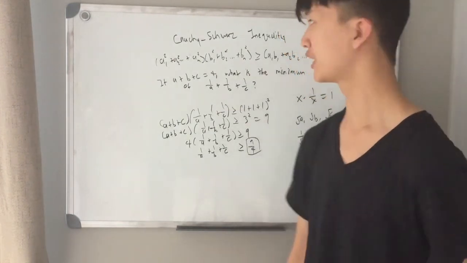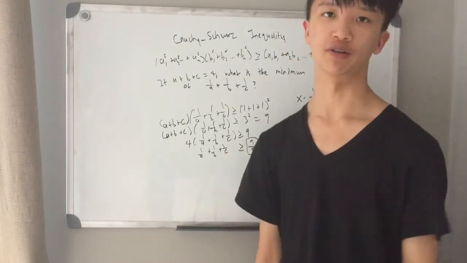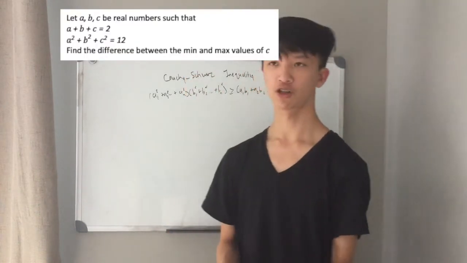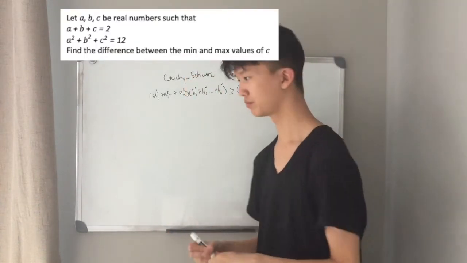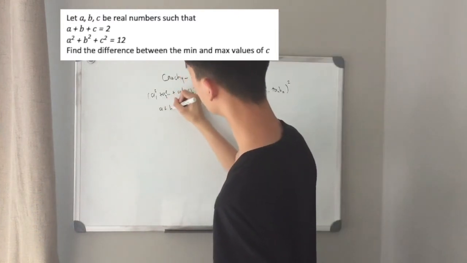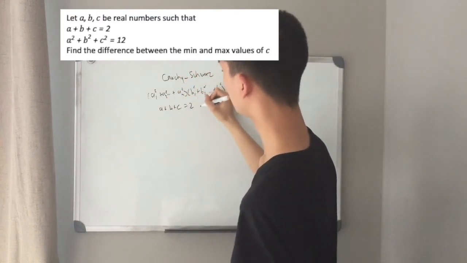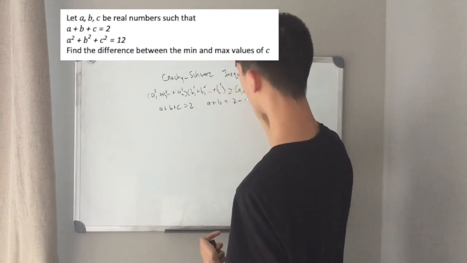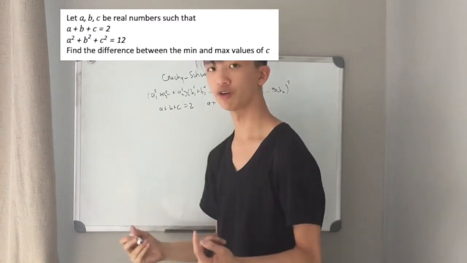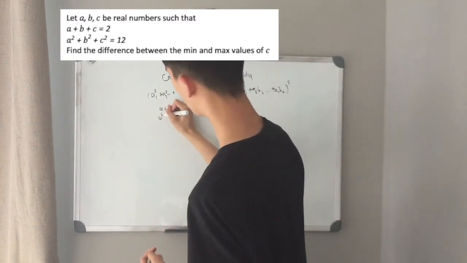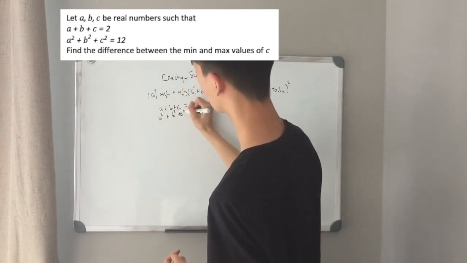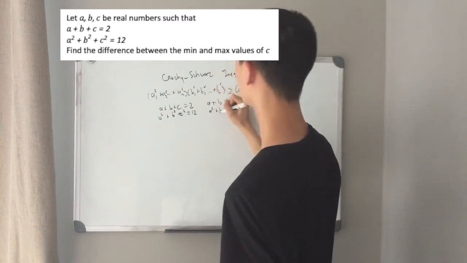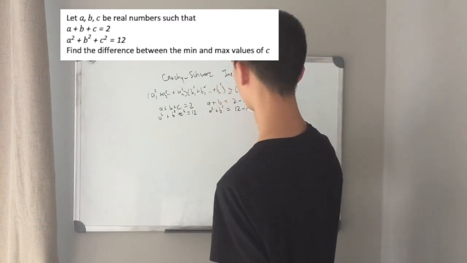Now on to some applications of the Cauchy-Schwarz inequality. Alright, and now our first problem is on the board. So the first thing is we look at the first equation. So a plus b plus c is equal to 2, then a plus b is equal to 2 minus c. Now also, if a squared plus b squared plus c squared is equal to 12, then we also have that a squared plus b squared is equal to 12 minus c squared.